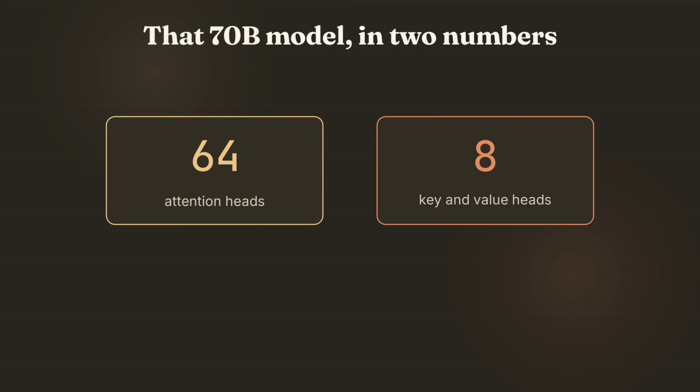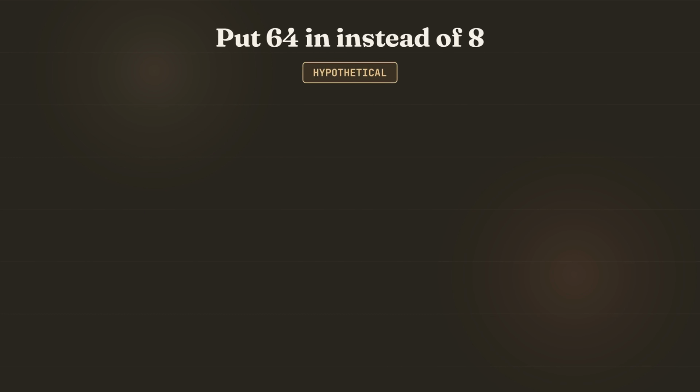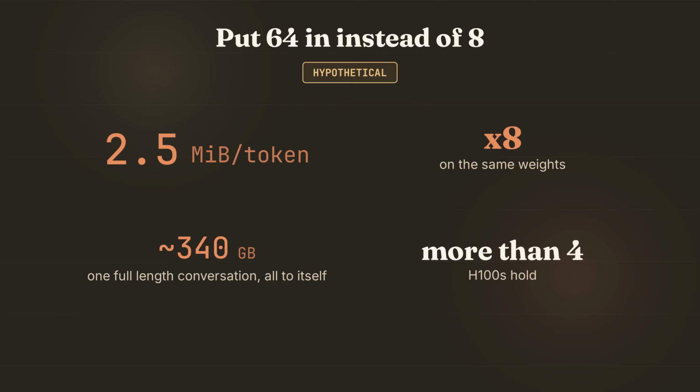That 70 billion model has 64 attention heads and 8 key and value heads. So what if it had 64 key and value heads, one for every attention head? That's how attention was originally built, and plenty of models still work that way. Put 64 into the formula instead of 8, and a token costs you 2.5 megabytes, 8 times more on the same model with the same weights from one number in the config, right? And one full length conversation on that version would want about 340 gigabytes of memory all to itself. That's more than 4 H100s hold.